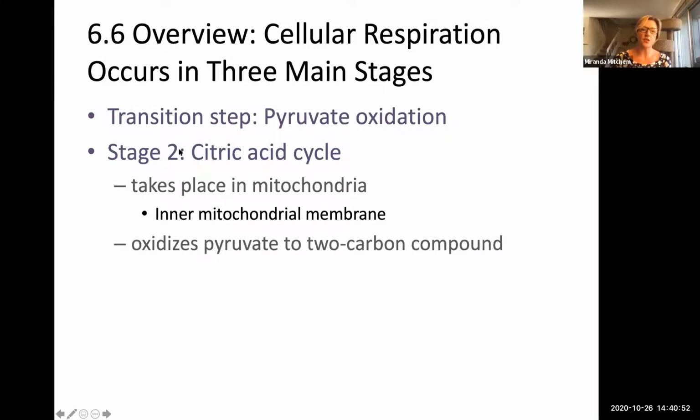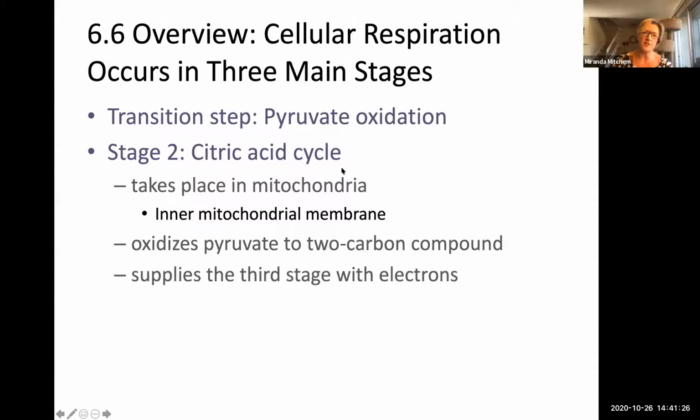So in stage 2, the oxidized pyruvate is converted into another compound that contains 2 carbons. So we begin stage 2 with 3 carbon molecules, 2 of them, and then we end it with 2 carbon molecules. What's one of the products of cellular respiration? Carbon dioxide. And carbon dioxide has a carbon. Let's see where that is produced.